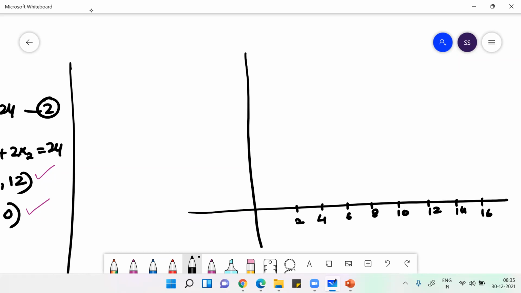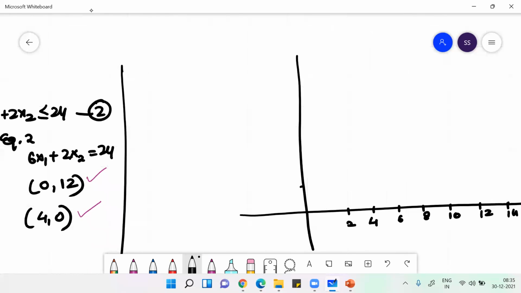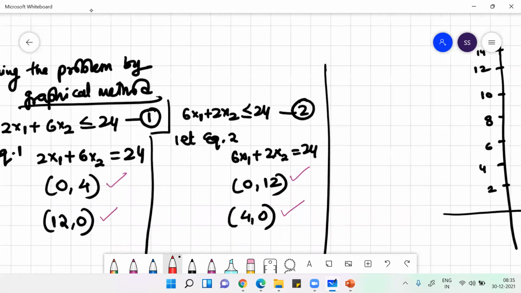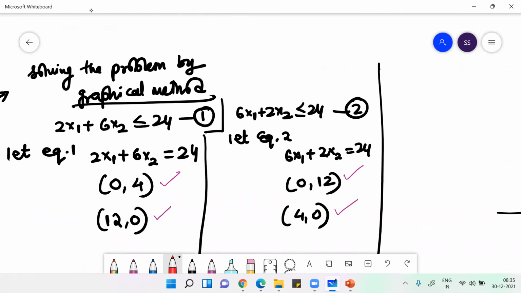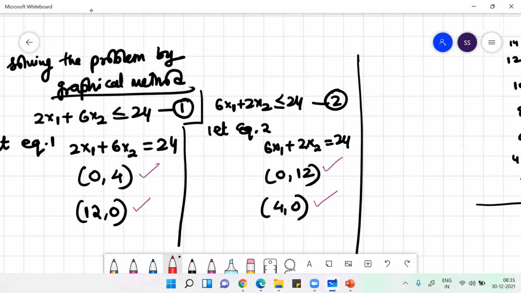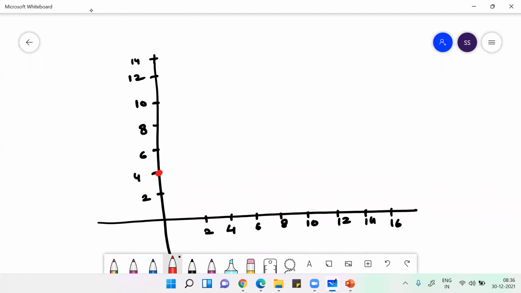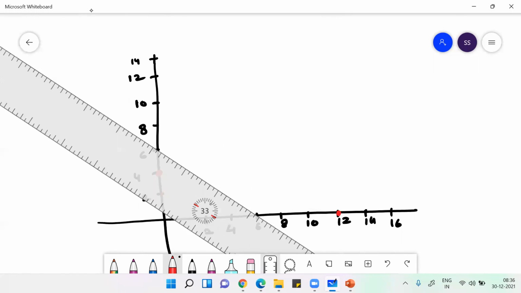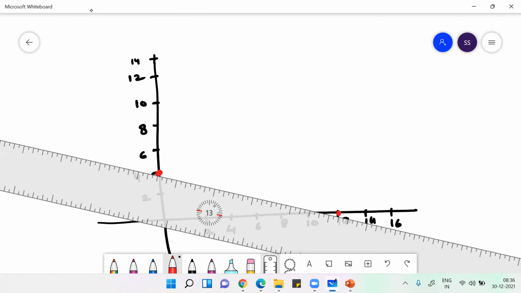I hope you know how to draw a line. If I get 2 coordinates, I can draw a line. So likewise here, take 2, 4, 6, 8, 10, 12, 14, whatever. Now if you observe, your first line requires the coordinates 0, 4 and 12, 0. Now I'll draw a line on this.